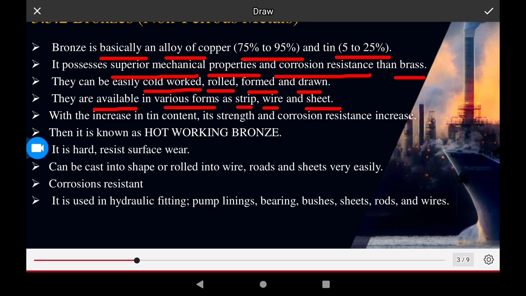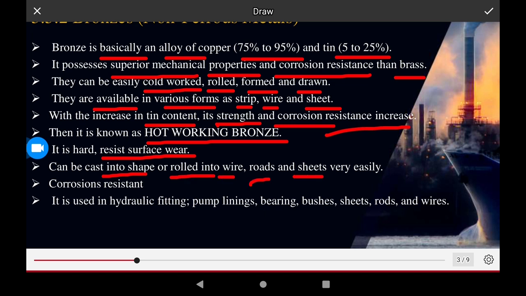With an increase in the tin content, strength and corrosion resistance increase. It is known as hot working bronze. It is hard and resists surface wear. Other properties: it can be cast into shape or rolled into wire, rod, and sheet very easily. Corrosion resistance is its main property. It is used in hydraulic fittings, pump linings, bearings, bushes and seats, rods and wire. This is the application of brass and bronze.